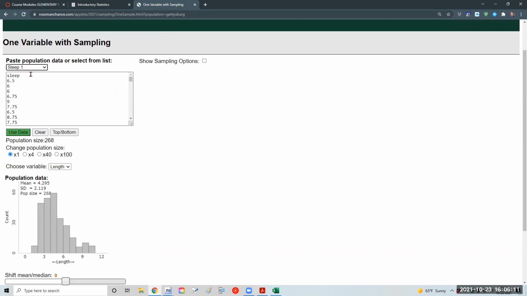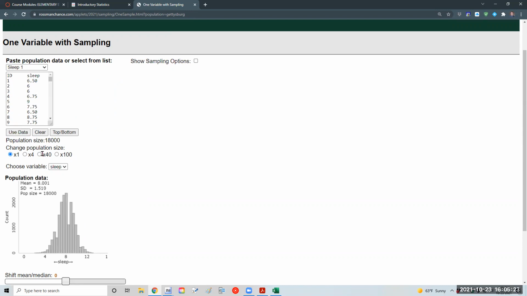First, here's a population. This is again those sleep numbers, or the amount of sleep that the population got in a single night. The population size is 18,000. There we go. All right, so I'm going to use that data. There's the graph of the population histogram. It looks like it's going to be normal. It looks like it's normal, right?